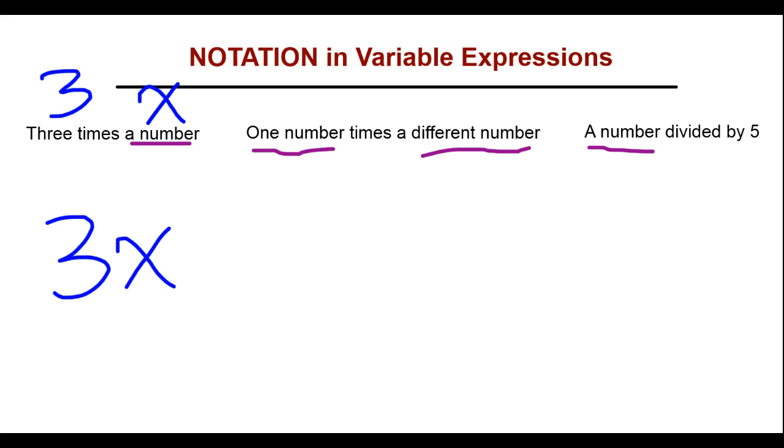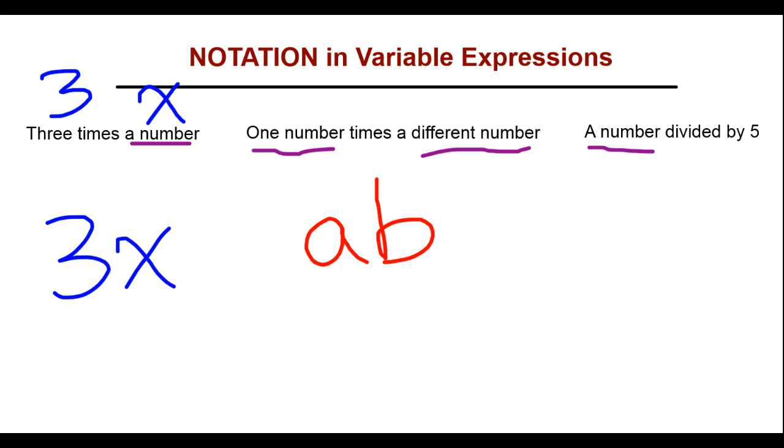If we have one number and a different number, we just have to give them different variables. So one number, let's call it a, times a different number, let's call it b, we can just write them as ab. That is a times b, one variable times a different variable. If 2 variables are the same, that means they have the same value. If they're different, they may have different values.